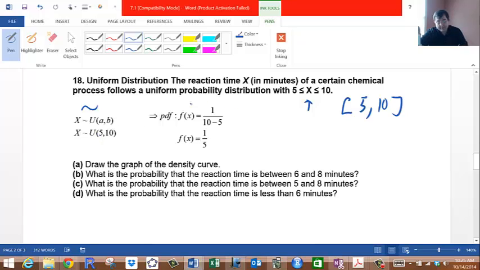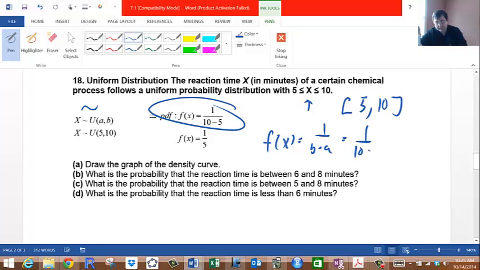And so now we can plug in and get our density function here, right? Our PDF, remember, is f of x equals 1 over b minus a. So 1 over 10 minus 5 gives us 1/5. And you can think about replacing f of x with y equals 1/5 if you want to.